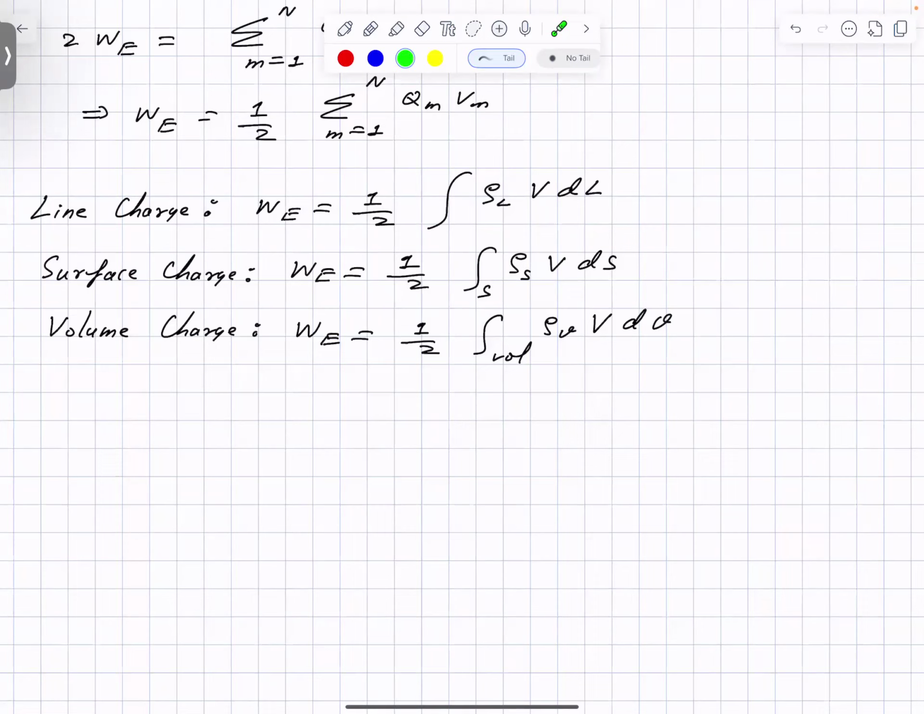No. The surface could be anything. And also voltage could be a function of x, y, z, and ds will also be functions of x, y, z.